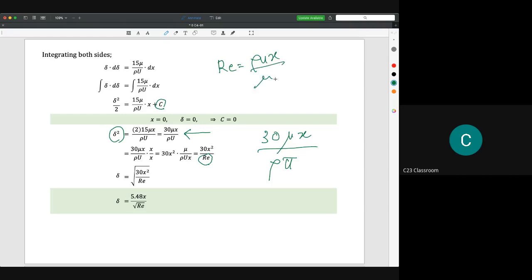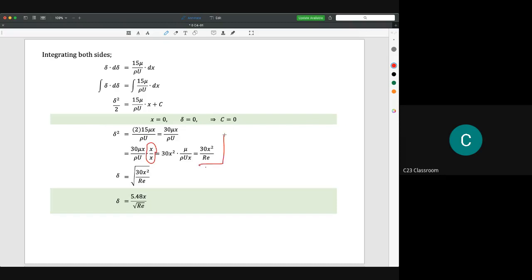we do not have any x here. So what we need to do is put an x, we multiply this term with x over x. So rho U x over mu here will reflect the Reynolds number, and x times x will reflect x square. So from this term, we multiply with x over x at this stage, and then finally we get 30 x square over Reynolds number. And this is the value of delta square.